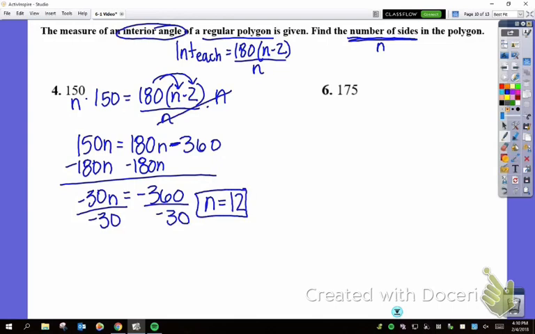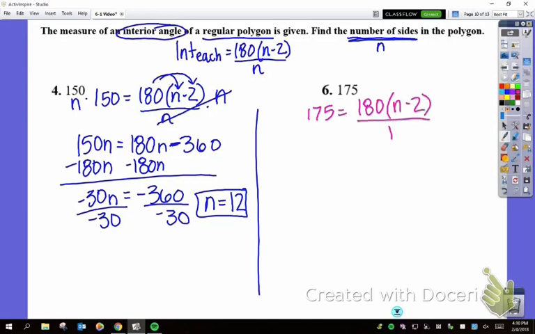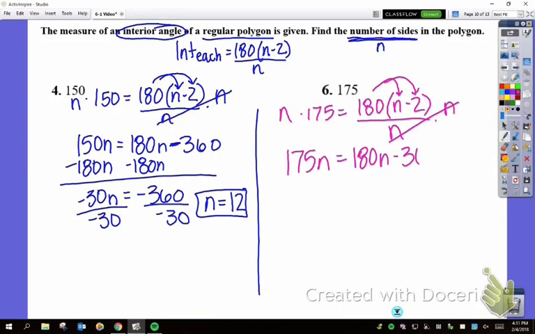Okay, so let's see one more. This one, they give us the interior angle is 175 equals our formula, 180 times n minus 2 divided by n. Multiply by n on both sides. We get 175n equals, we're still going to distribute, where we get 180n minus 360. We're going to subtract 180n on both sides.